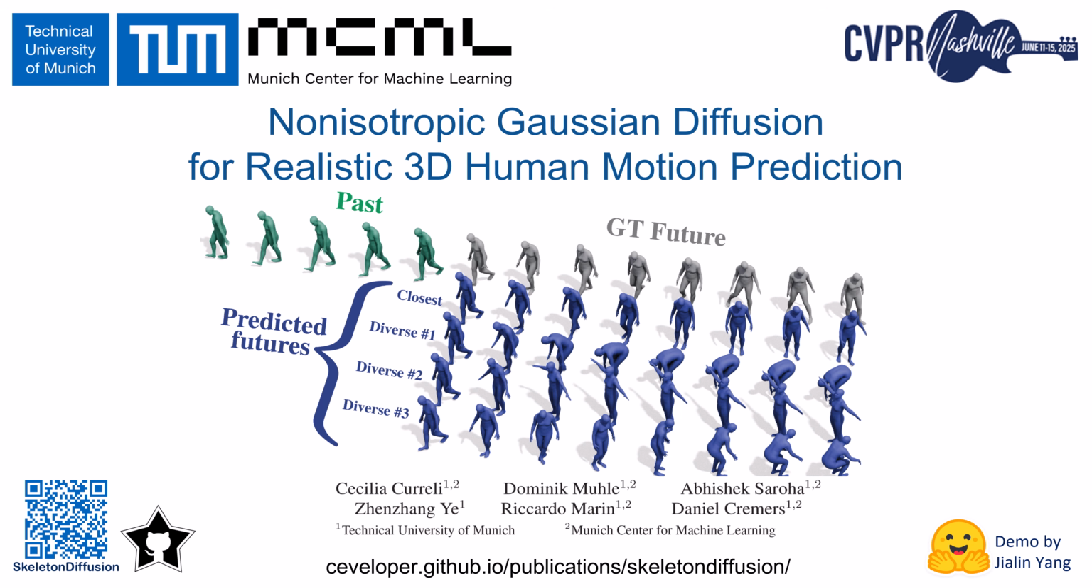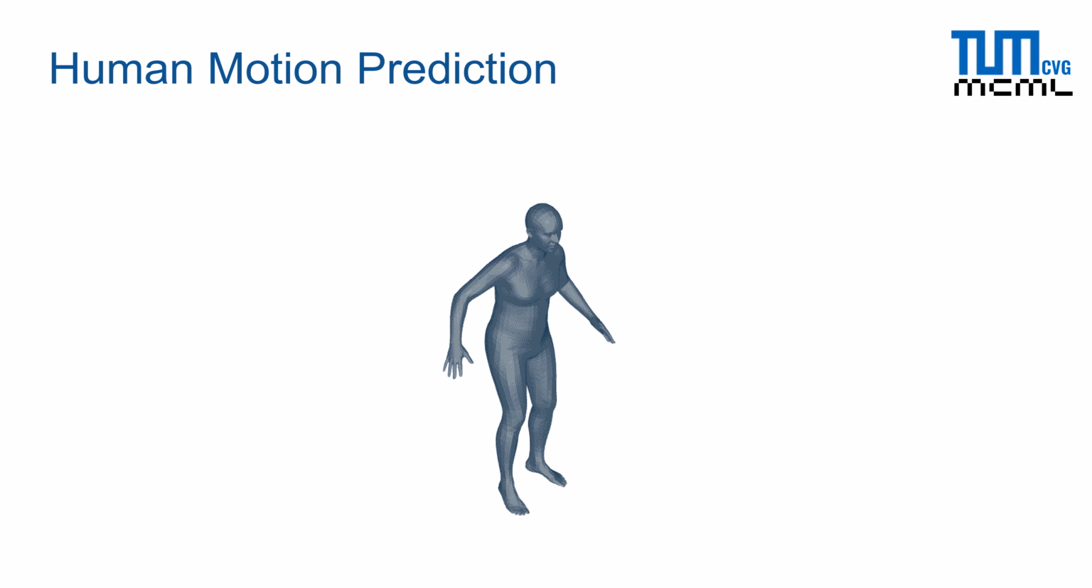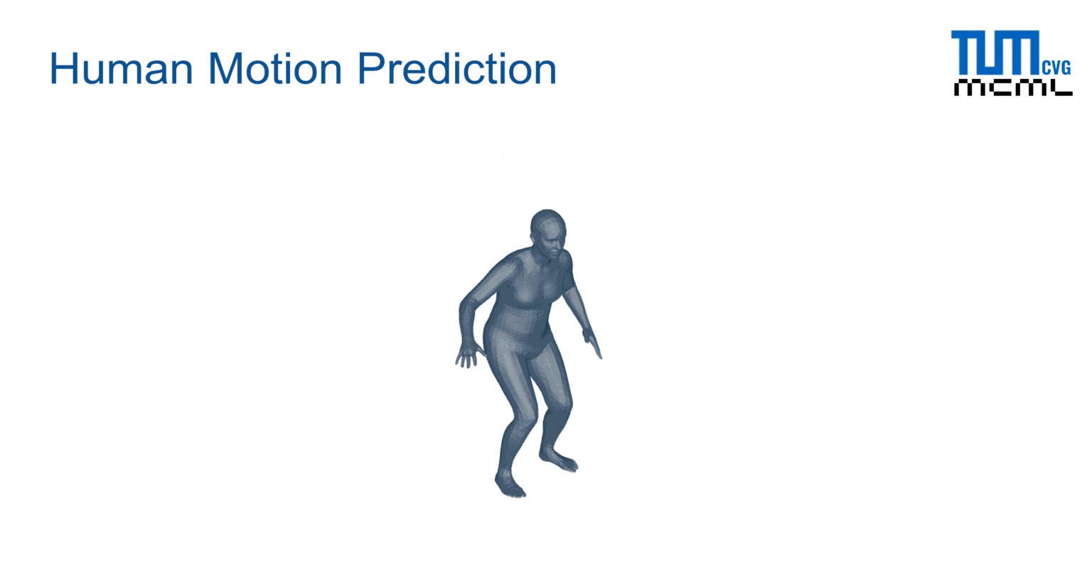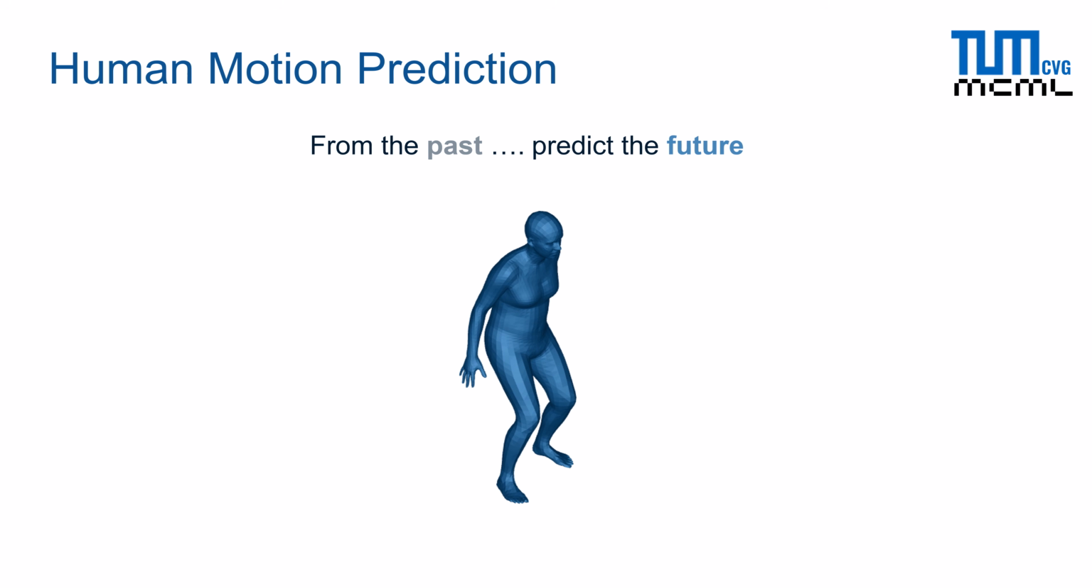Hey, my name is Cecilia and I will present our paper Nonisotropic Gaussian Diffusion for realistic 3D human motion prediction. Let's start from the beginning. Human motion prediction is the task that takes as input a past motion and aims to predict the corresponding future.